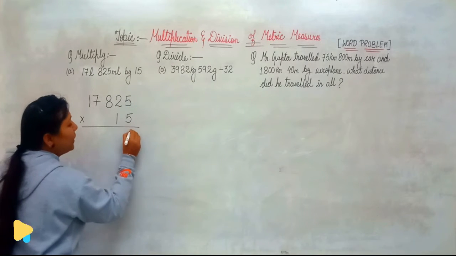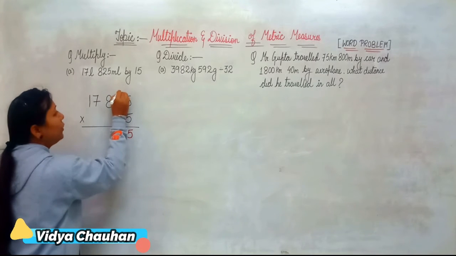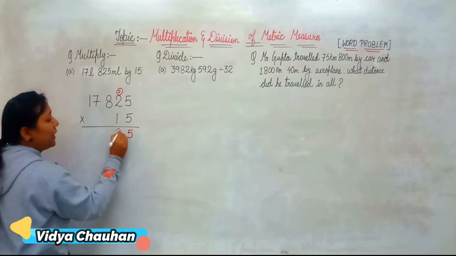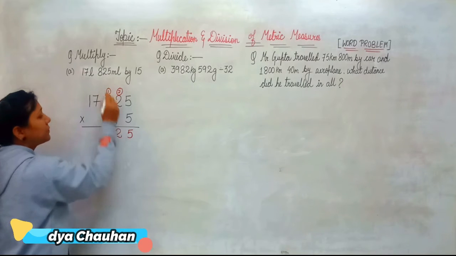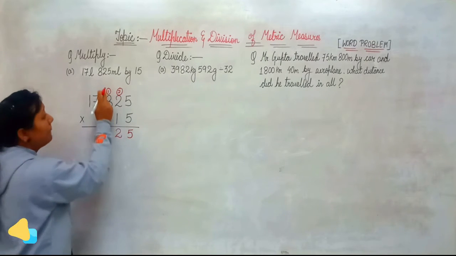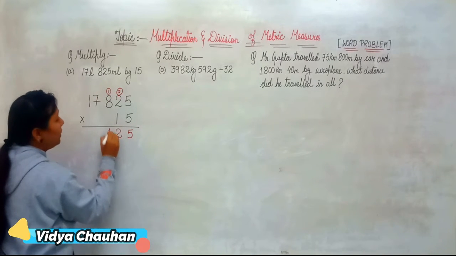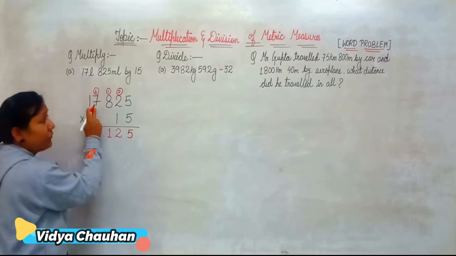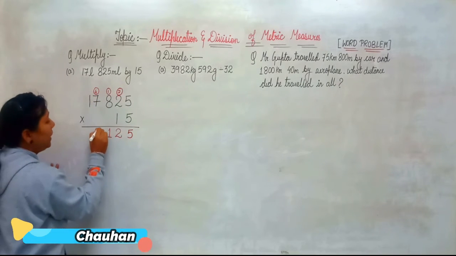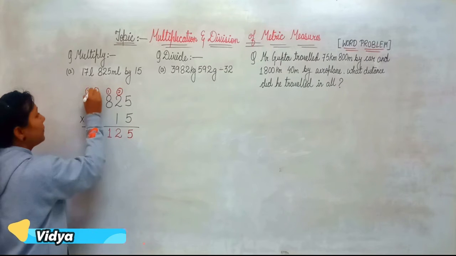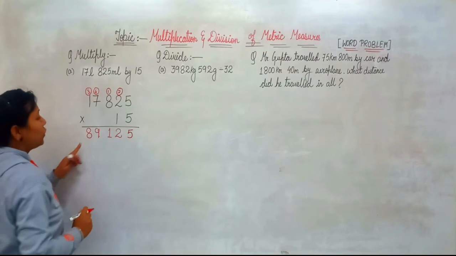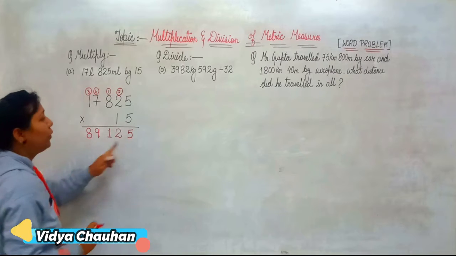5 5s are 25, 5 here, 2 carry. 5 2s are 10, plus 2, 12, 1 carry. 5 8s are 40, plus 1, 41, 4 carry. 5 7s are 35, plus 4, 39, 3 carry. 5 1s are 5, plus 3, 8. So we get 8, 9, 1, 2, 5.